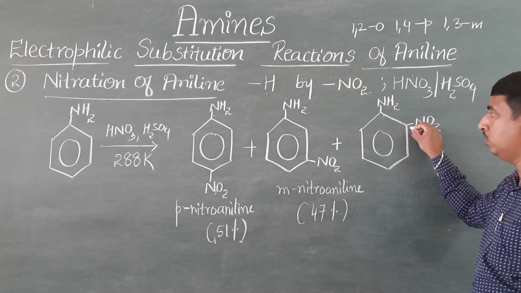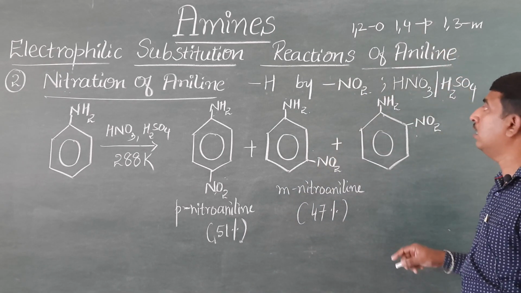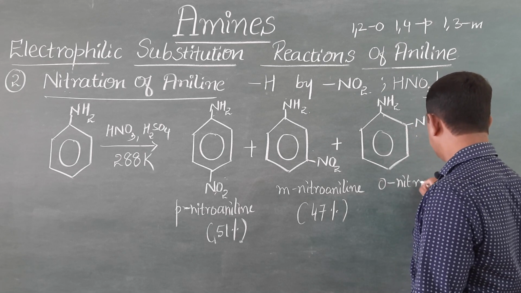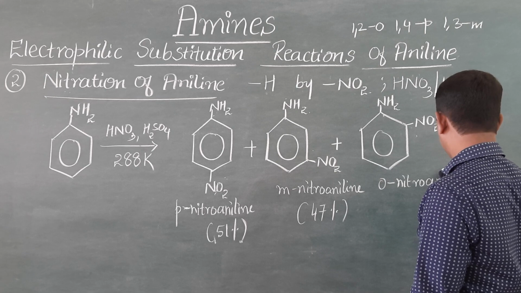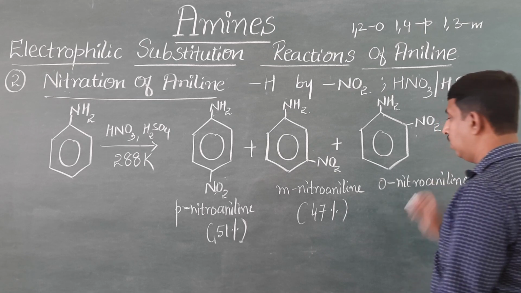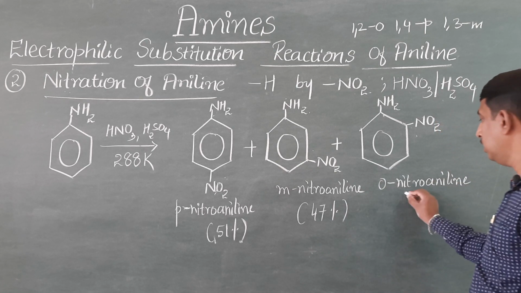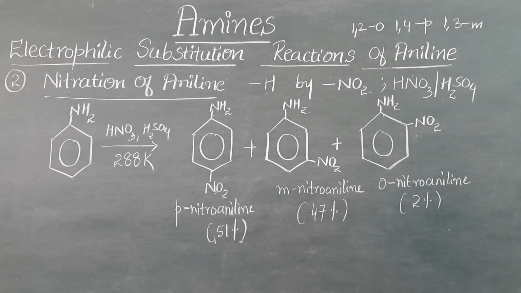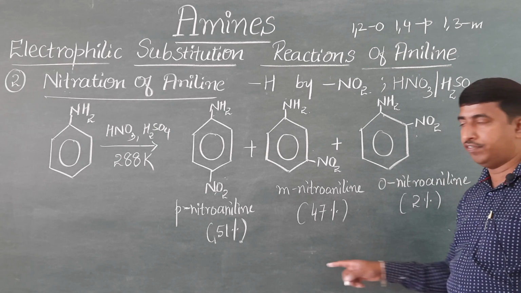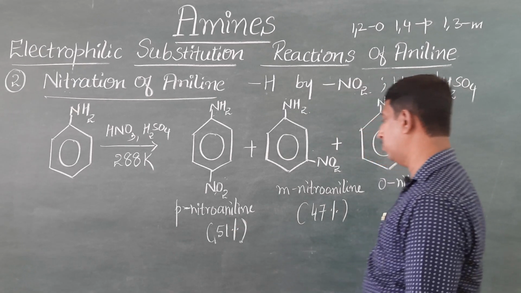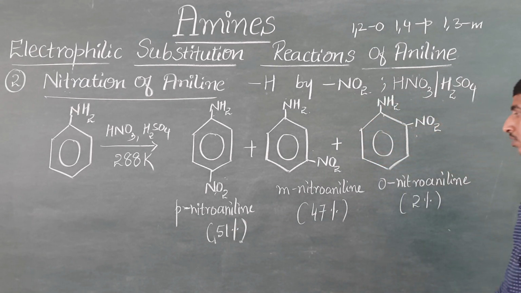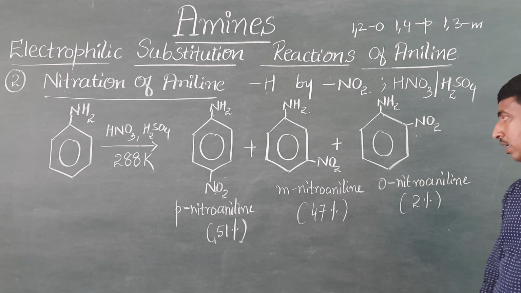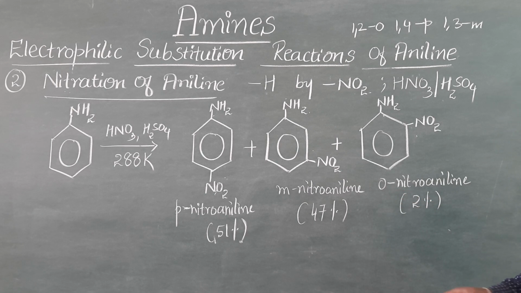This is the 1,2 position, this is 1,3, so it is meta. And 1,2 is ortho-nitroaniline, only 2%, totally 100, correct. So 51% of the para product, 47% of meta, and 2% of the ortho derivative, ortho-nitroaniline.